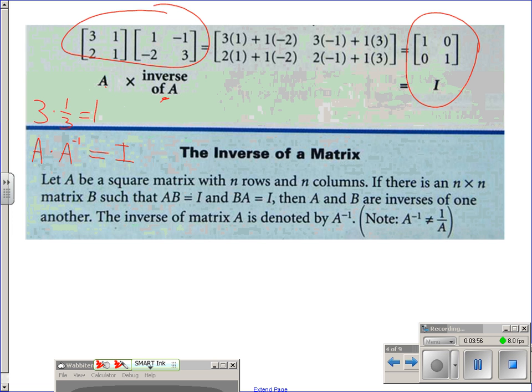So, two matrices are inverses of each other if you can do both of these. You go A times B, you get the identity matrix, or you do B times A, you're going to get the identity matrix. And again, you're looking at this notation. That is inverse notation. You just say it, A inverse.